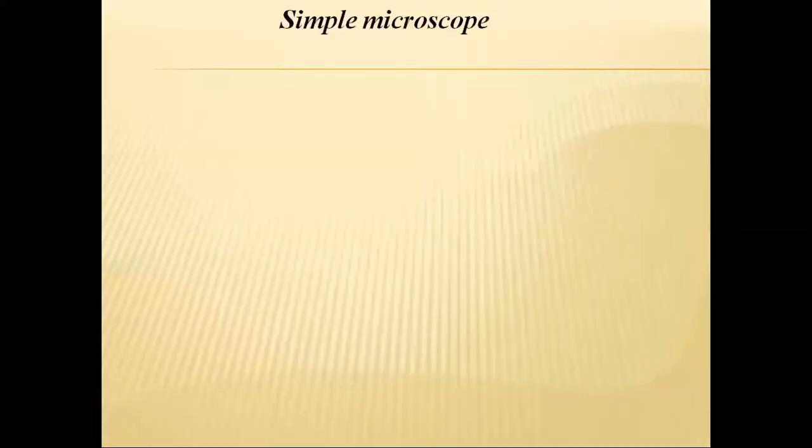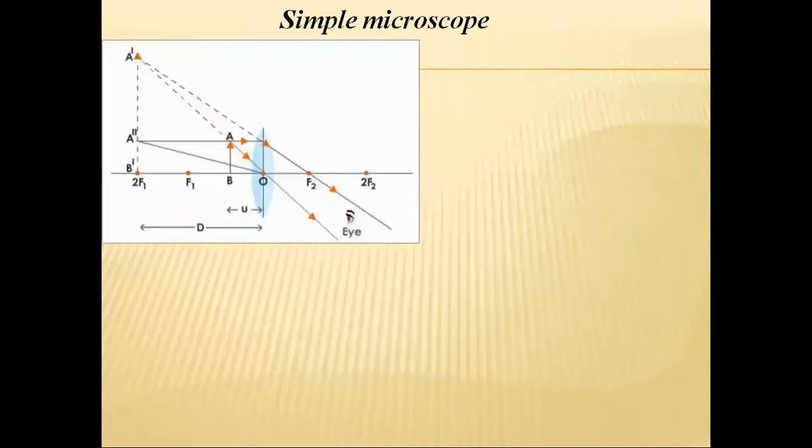And firstly, I discuss the working principle of the simple microscope. This is the image formation of a simple microscope, and this is the convex lens. If the object is present between the lens and the main focus, then its image is formed on the same side, because if we draw the ray diagram, these two rays never meet in real, but when traced back, they must meet virtually. So a virtual image is formed.